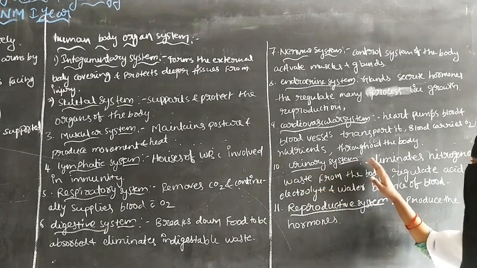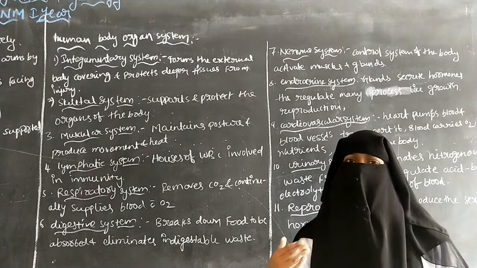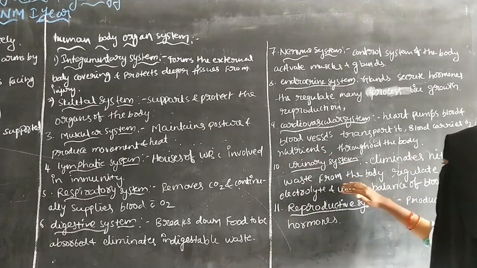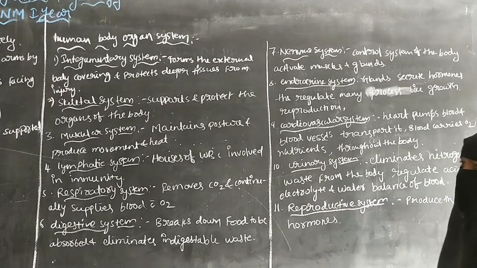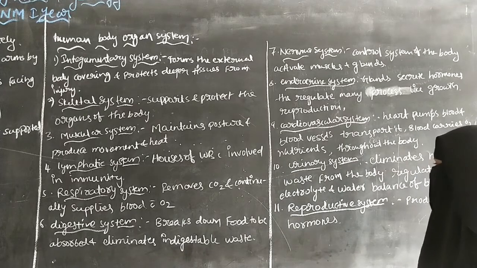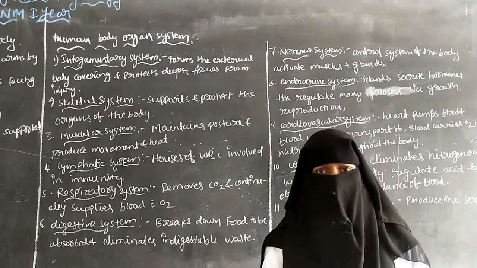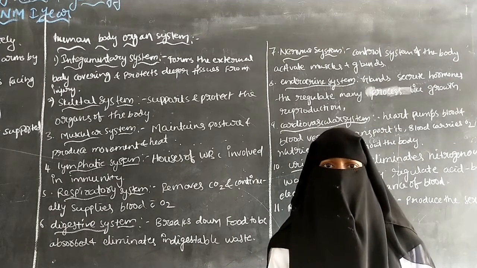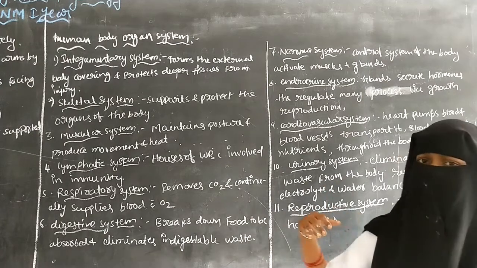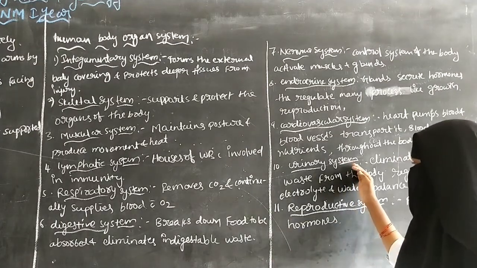So the urinary system eliminates the nitrogenous waste from the body, and it also regulates the acid-base balance. Electrolyte balance is maintained by the urinary system. The blood is purified and filtered by the kidneys. It is the urinary system.